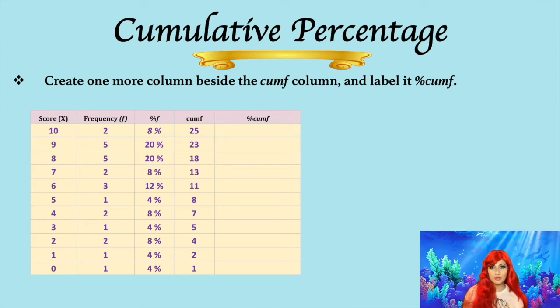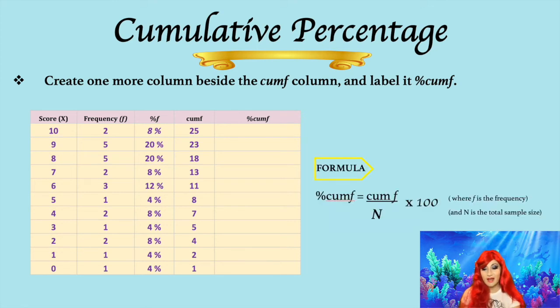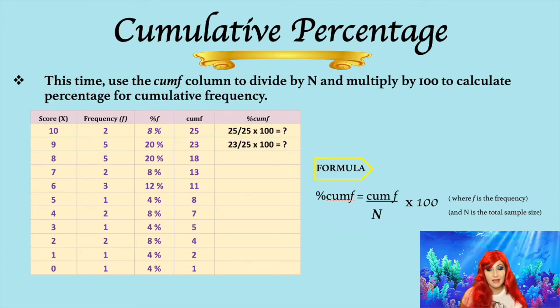So percent cumulative frequency. In this column, you're going to do exactly what you did with the frequency, but now plug in the number from the CumF column. So looking at the first line of the CumF column, you have 25. 25 divided by n, which in this case is also 25, multiplied by 100 gives you 100%, because 25 out of 25 gives you 100.